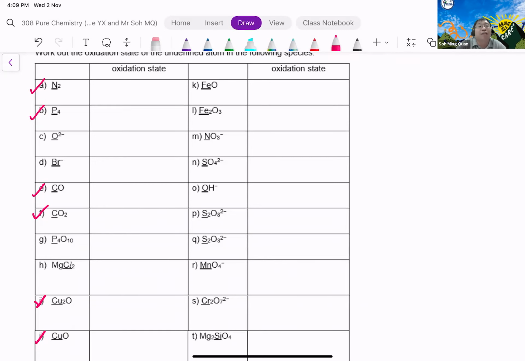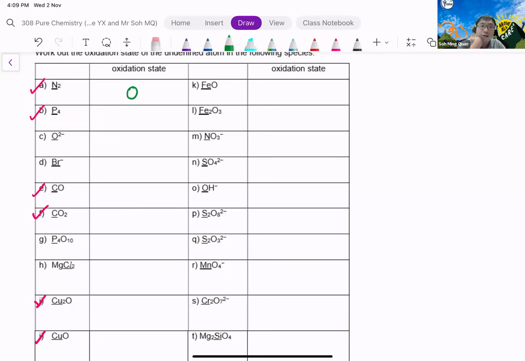What's the oxidation state of nitrogen in N2? Rishi, tell me. 0. Why is it 0? Because of rule 1, which states that N2 is an element. It's not combined with other elements. It's an element on its own. Therefore, the oxidation state is 0. That's correct. Great.